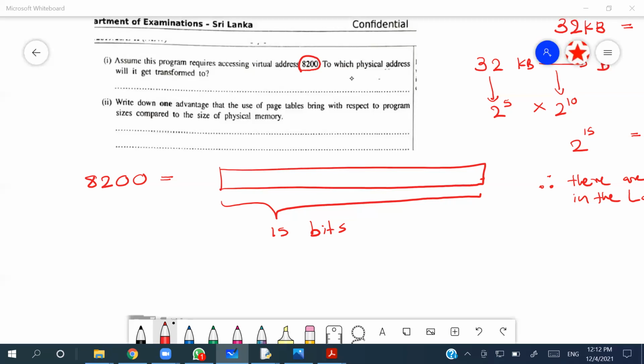Okay, Kalindi. Now find the corresponding frame number. If this is the page number, now page numbers are given as decimal values. Find the equivalent decimal value and then find the frame number corresponding to that decimal value.